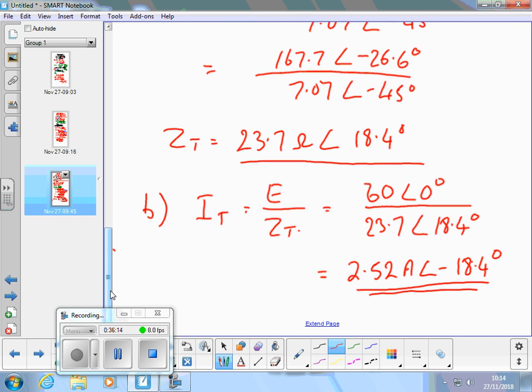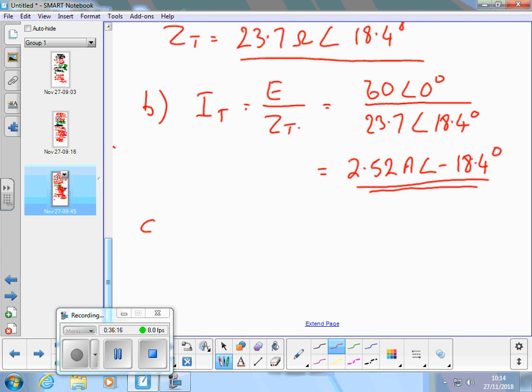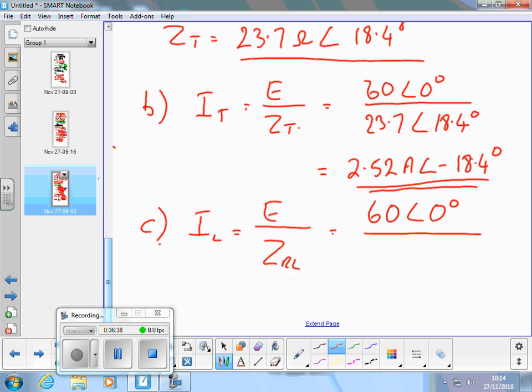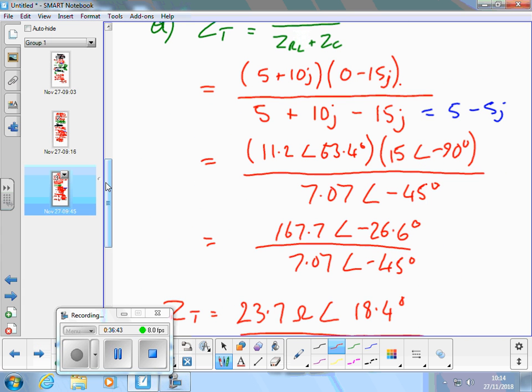So C, IL is equal to E divided by ZRL. That's 60 angle 0 degrees. Now we want the polar of R and L in series, which we have there at 11.2 angle 63.4 degrees.